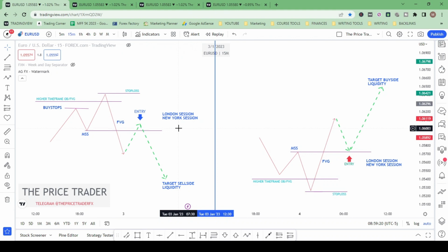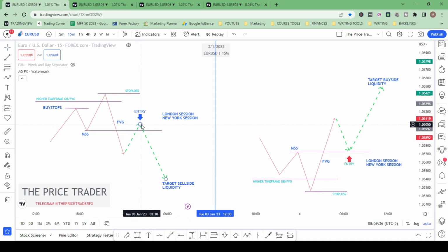Typically the London session and the New York session is just the period between, for instance, for London, 2 a.m. to 5 a.m. New York time, which is UTC. And New York session is 8 a.m. to 11 a.m. New York time.